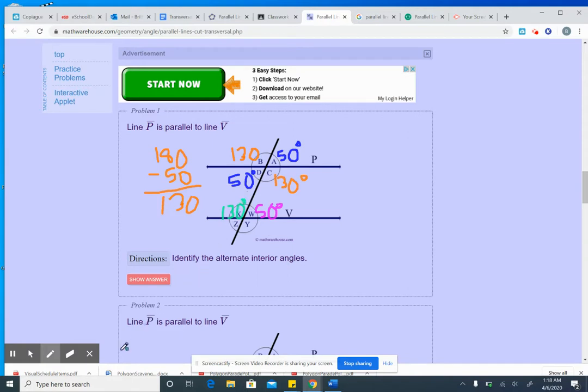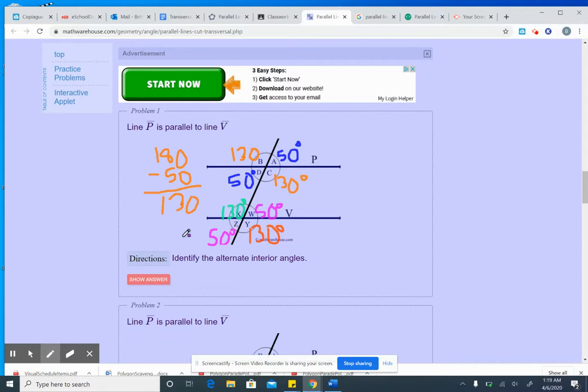Okay, and now we can even use another color and use the word alternate exterior. Let's look at angle Y and B. Those angles are alternate exterior. So we know angle Y is 130 degrees. And we could go back to our idea of vertical angles. If W is 50 degrees, then Z must be 50 degrees.